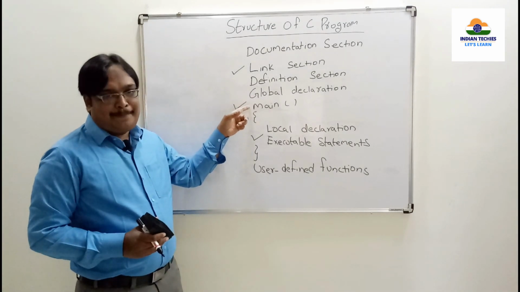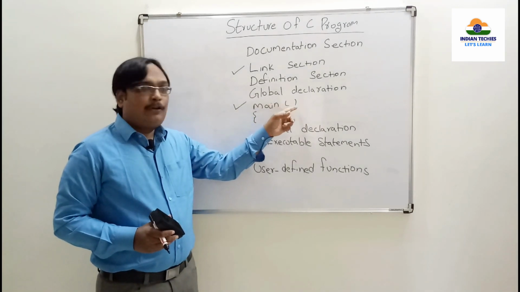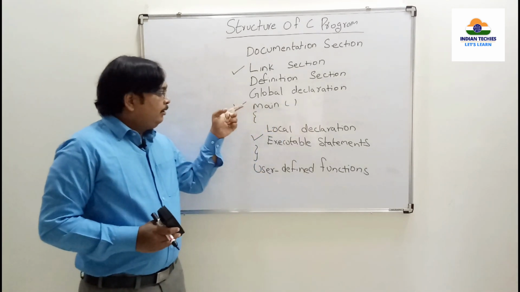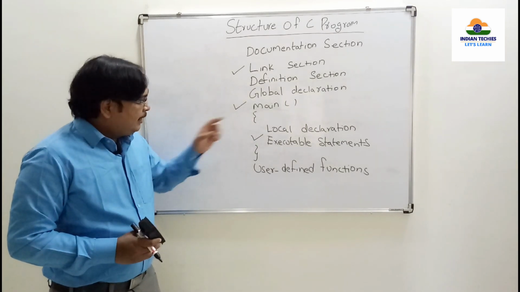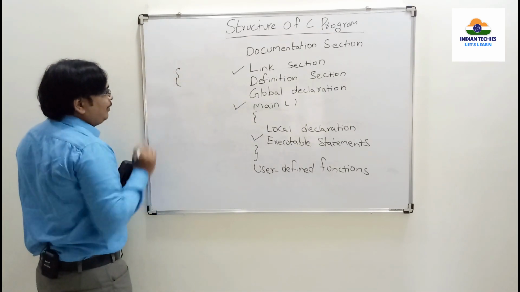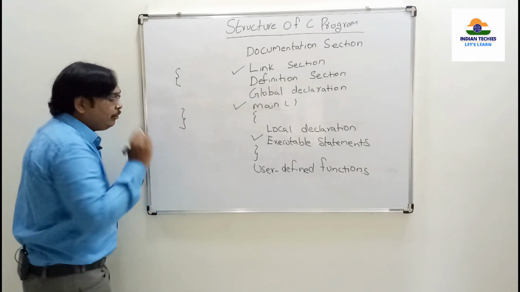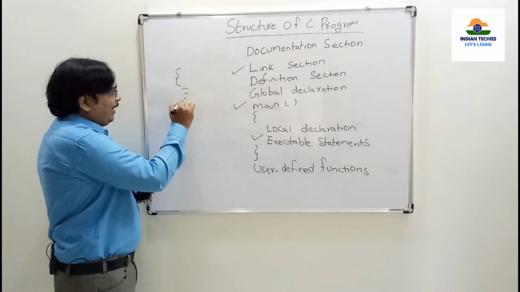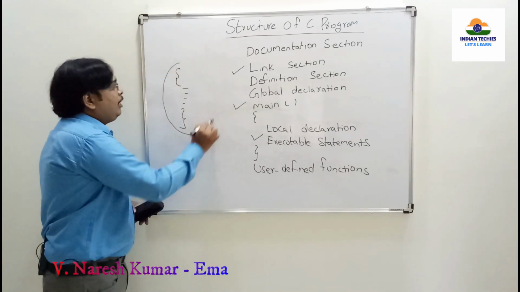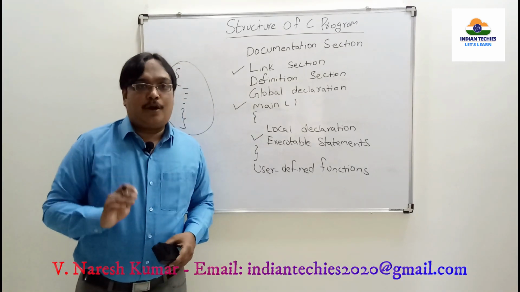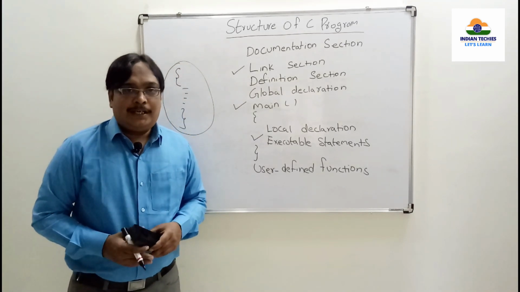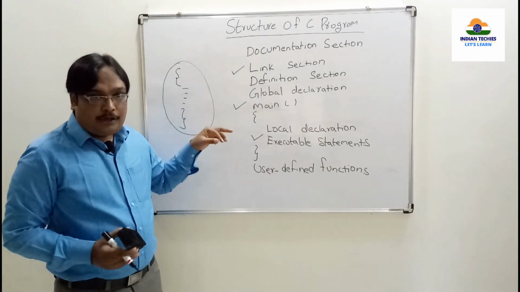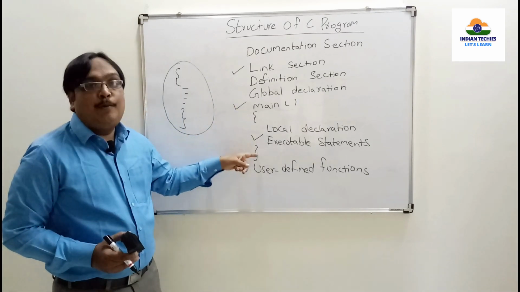So main, this is the main function. So open and close bracket. Here initially we use only empty brackets for main. Now open flower brackets. Remember, flower brackets open, flower brackets close. The gap between open and close brackets is called the block. I repeat, it is called block, B-L-O-C-K. Right? This open and close brackets together are called the main block.